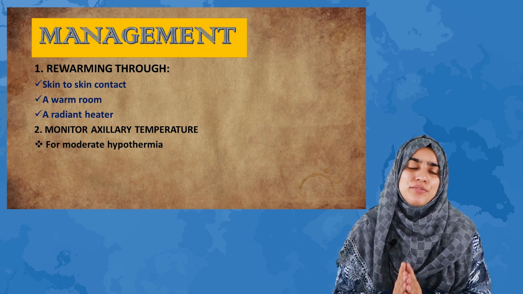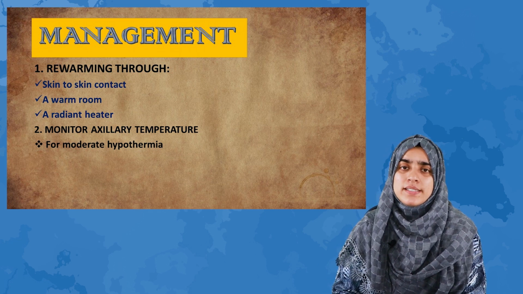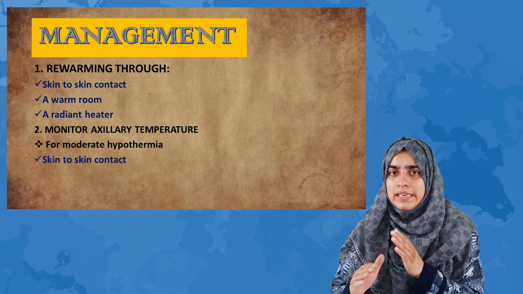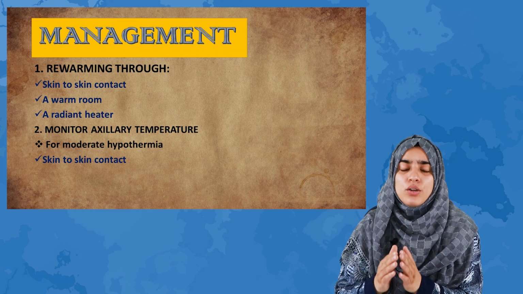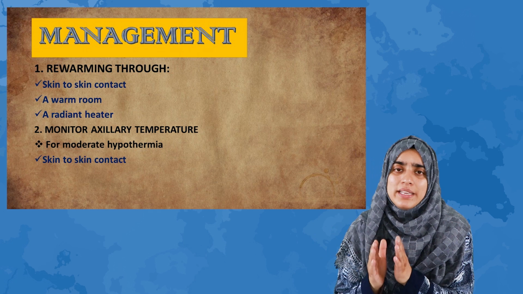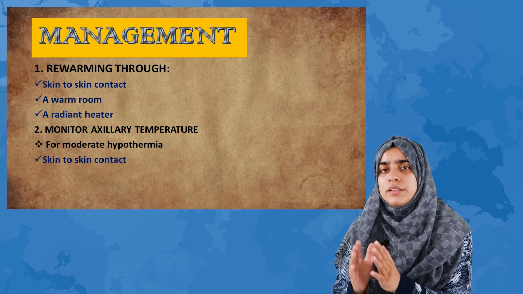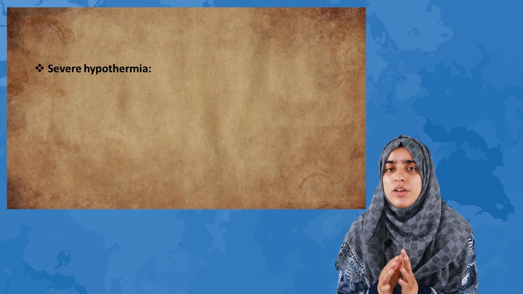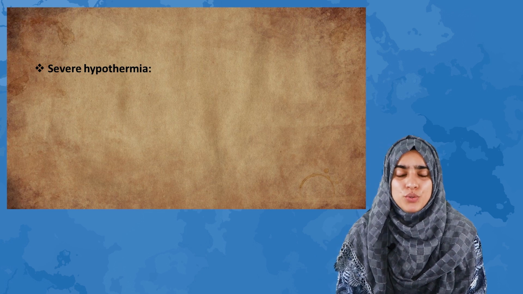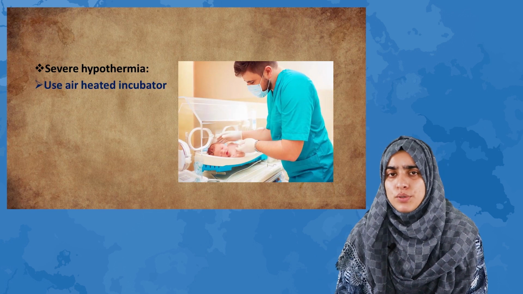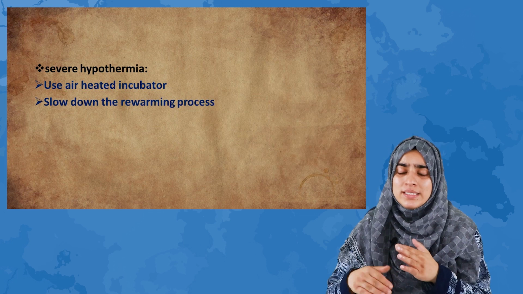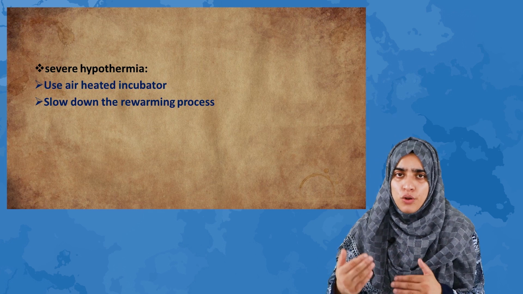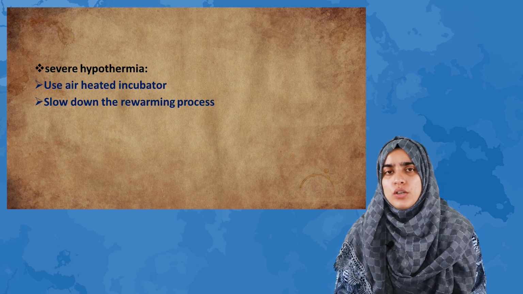How to manage infants with moderate hypothermia, that is a temperature between 32 and 36 degrees Celsius. Again, skin to skin contact is very important, or the child can be kept in a warm room or a bed which has already been pre-warmed. In case of severe hypothermia, that is when the temperature is below 32 degrees, air heated incubators or manual ones can be used. Once the baby's temperature reaches 34 degrees Celsius, the rewarming process can be slowed down.